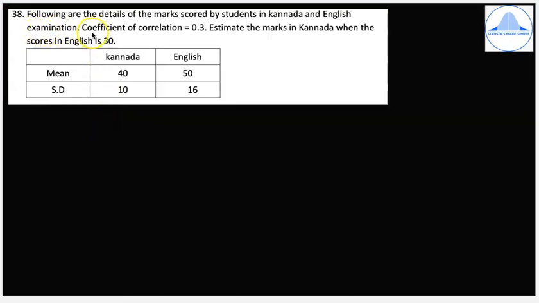38th question. Following are the details of the marks scored by students in Kannada and English examination. The coefficient of correlation is 0.3. Estimate the marks in Kannada when the score in English is 30. So this problem is based on regression. So let me write in the beginning that X denotes Kannada marks and Y denotes English marks.